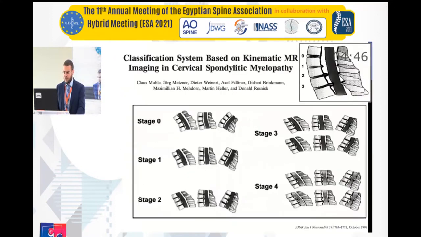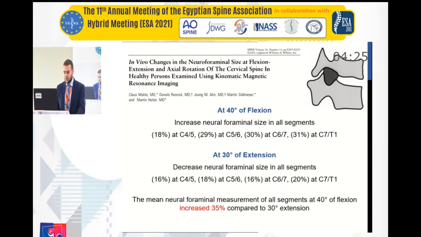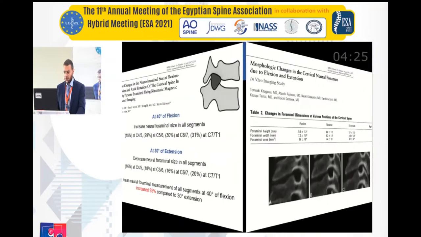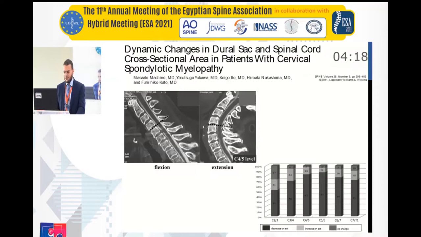Actually, this started around 1998, when they started classifying in different positions: flexion, extension, and neutral. Then a lot of later studies showed the normal physiological changes to the spine and the cord. They show how there is significant change in the foramen with flexion compared to extension. Again, the height and width of the foramen change significantly, as do the spinal canal and the dural sac spaces anterior and posterior to the cord with flexion and extension, especially at C4-5 and C5-6 levels.